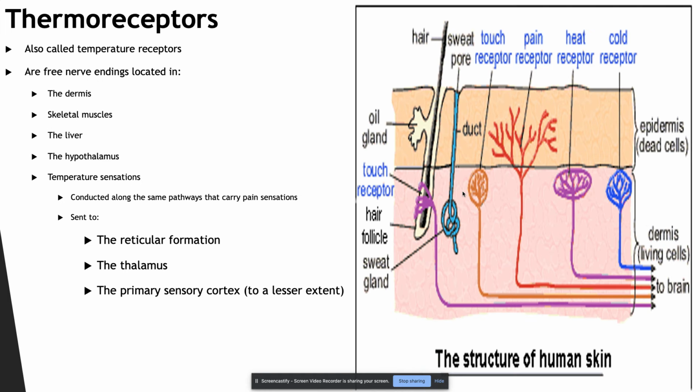So temperature receptors or thermoreceptors are free nerve endings that are located in the dermis, the skeletal muscles, in the liver, and in the hypothalamus. Cold receptors are 3 or 4 times more numerous than warm receptors.